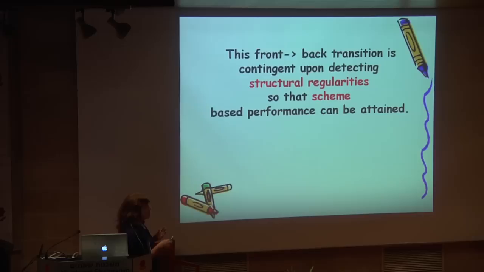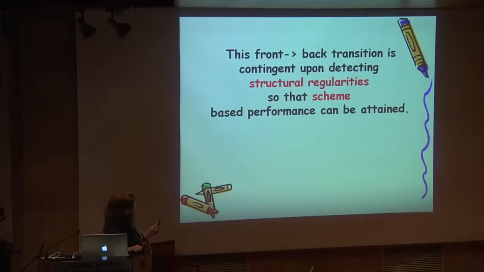And what is different in a scheme versus an instance, or a bottom-up representation, is that it's an intermediate level representation that captures the part that we're interested in in the environment, the structural relations between the things we're interested in, specifically for specific scenes. So how do we get things to go from frontally based to posterior based?